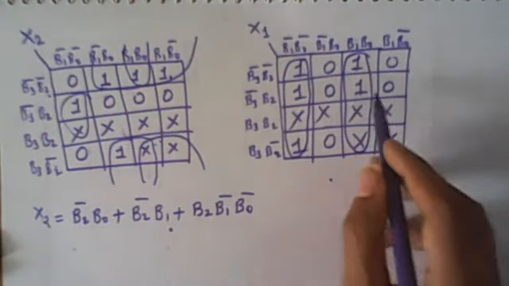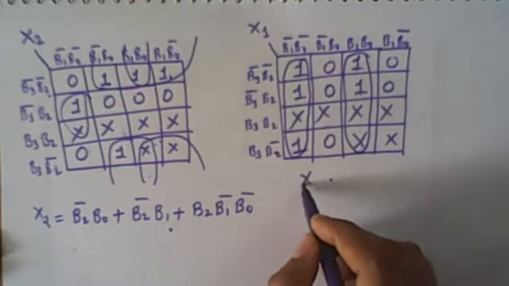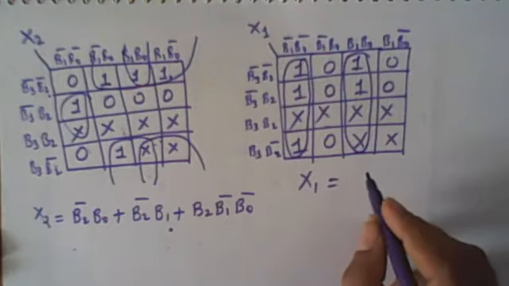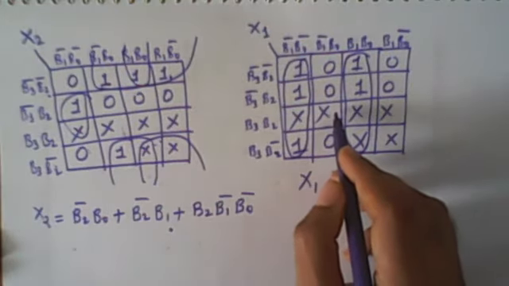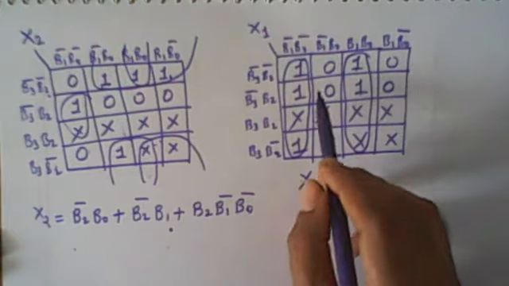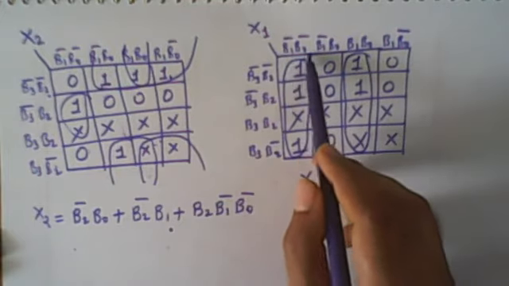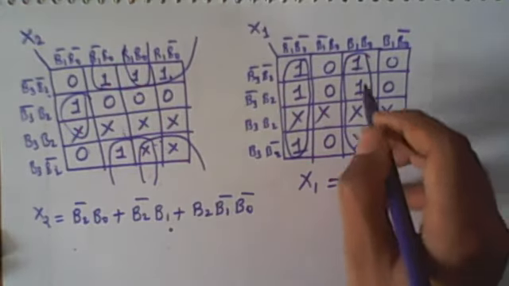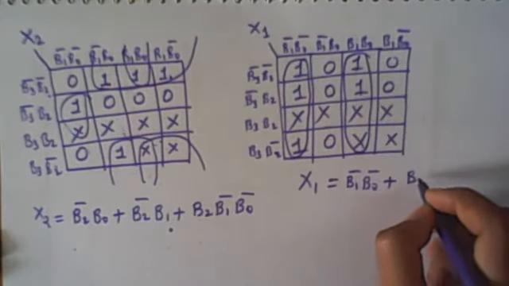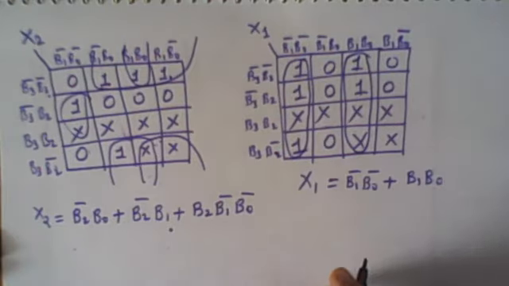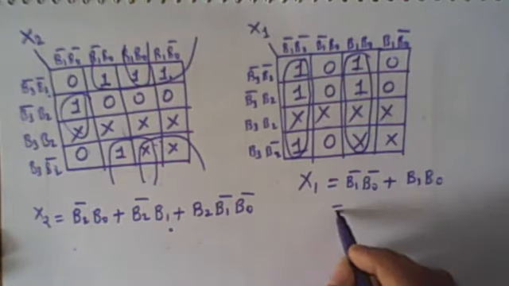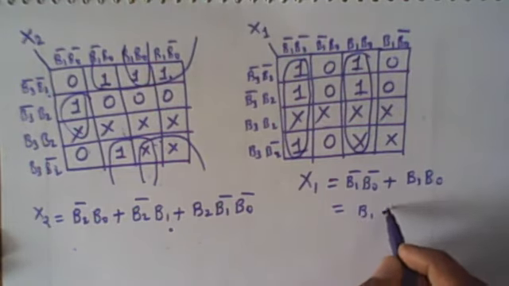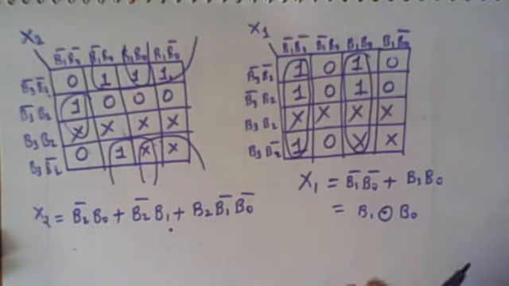Right. Now there are no remaining ones. So let me write the common variables in each group. There are two groups and each group size is 4. From this group the common variables are B1 bar, B0 bar. And from this group of 4 the common variables are B1 and B0. Right? So X1 is nothing but B1 XNOR with B0.